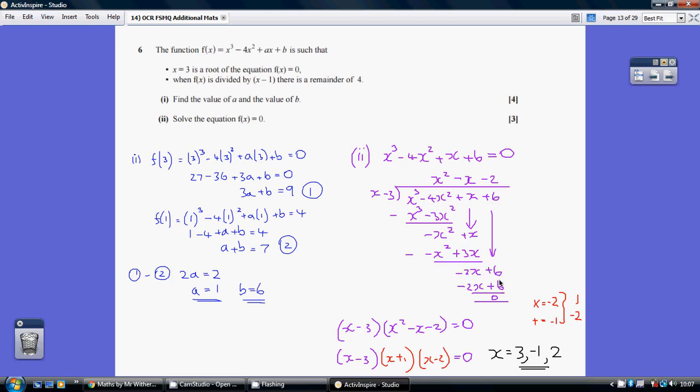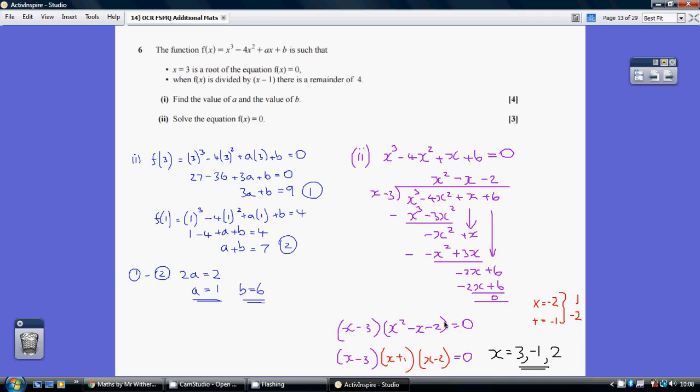We then draw down our plus 6 and start again. x times what gives us our minus 2x? That's our minus 2. Minus 2 times x is minus 2x. Minus 2 times minus 3 is plus 6. And then we draw a sigh of relief because we end up with that equaling nought, which we knew it had to do. So that takes us to this.